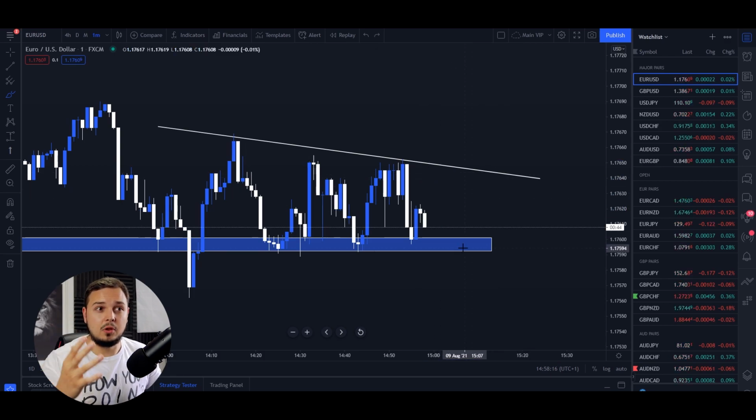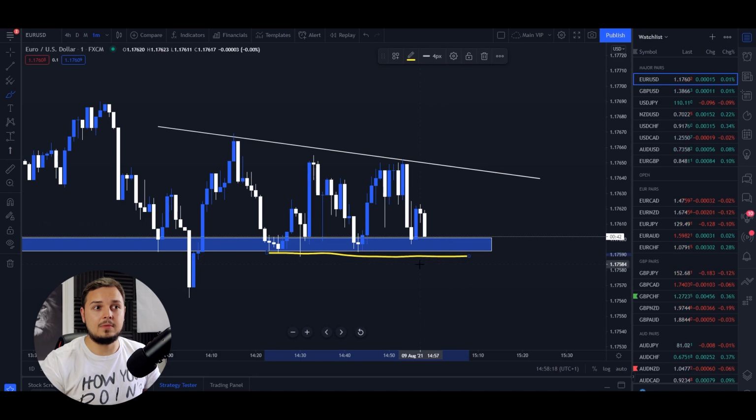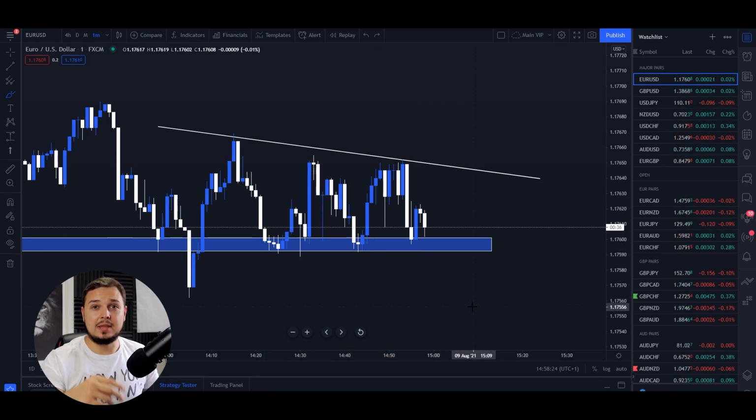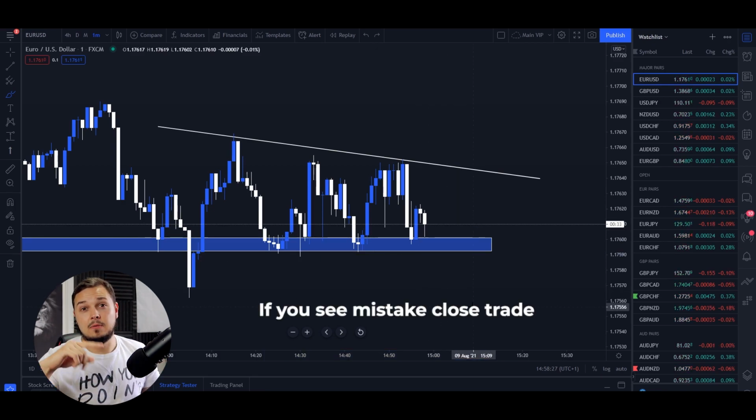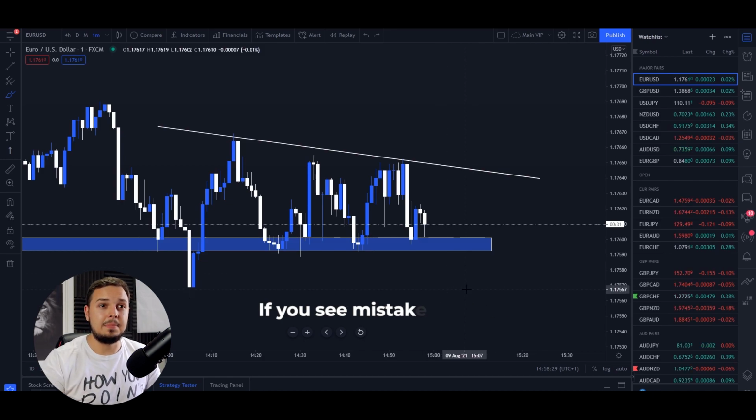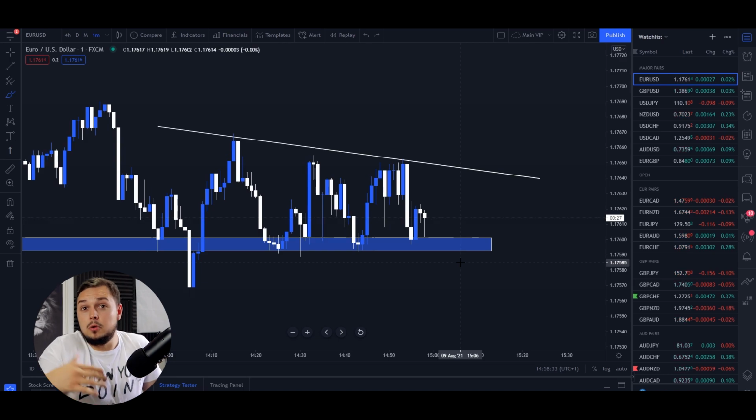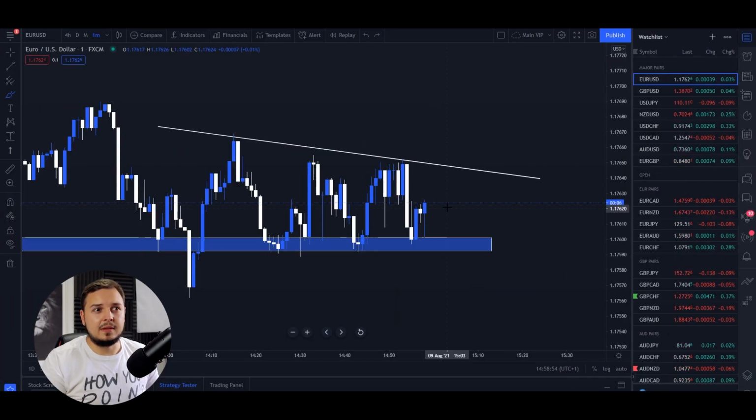However, if this does not happen and it breaks this area zone, I will close off my trade, reanalyze and re-enter for a sell. So we'll see what happens, and I'll come back to you guys when the market has moved in profit or not. So as you can see, 20 seconds later it's shooting towards the upside a little bit.